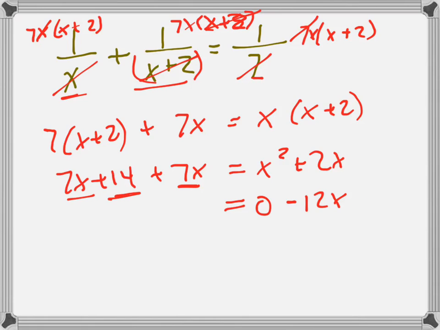I'm subtracting 14. Whoops, I put 0 on that side. I meant to put x squared on this side, 0 on the left side, just because this leading coefficient, I always like that to be positive. It's always easier when your leading coefficient is positive.